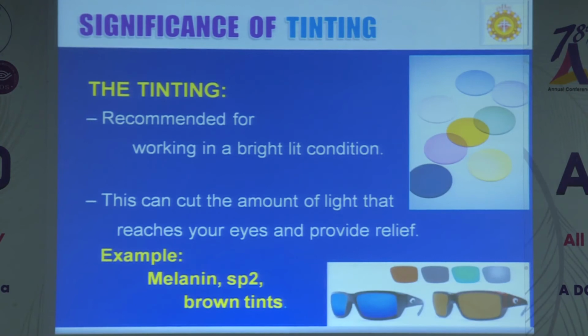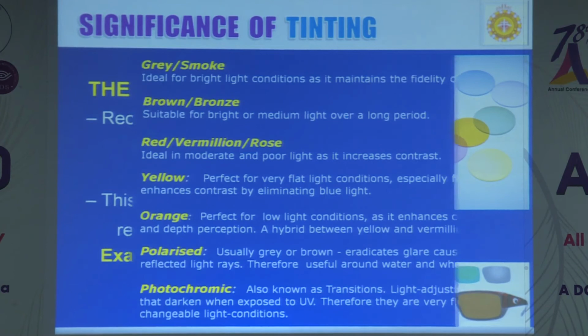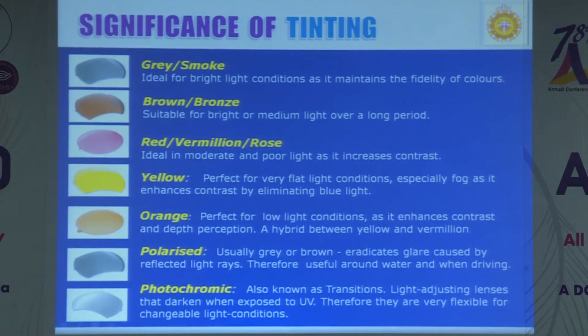So what is tinting? Tinting is very cheap, not expensive, costing 200, 300 rupees. So gray or brown tints are used. The manufacturer or the optical shop person can do that by dipping the lens into the particular dye. All the color combinations are available, but it will last only 6 months to 1 year.